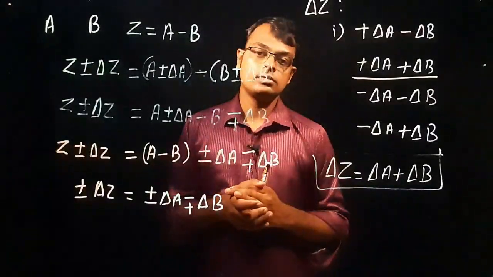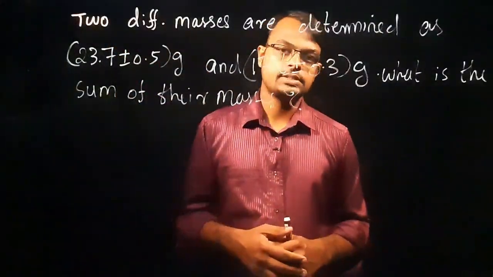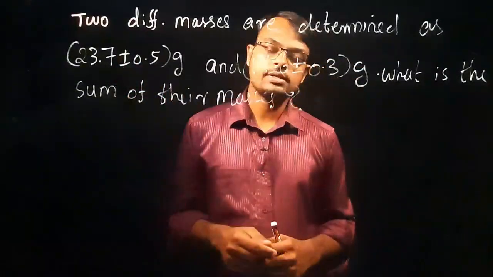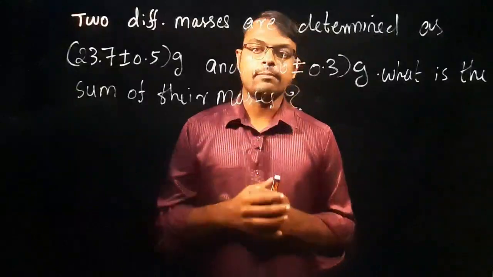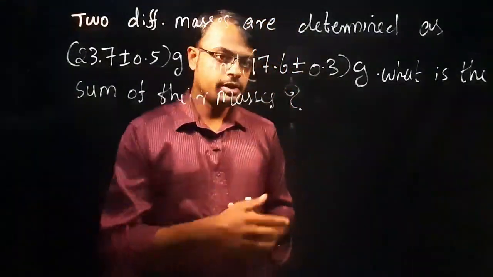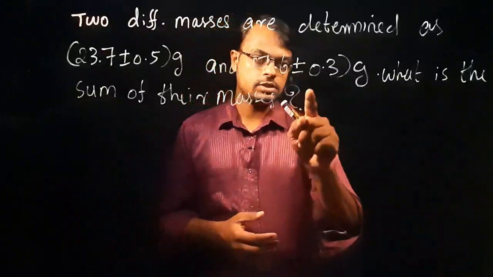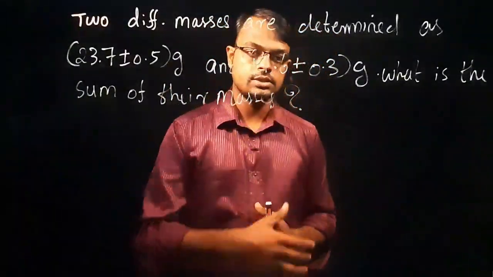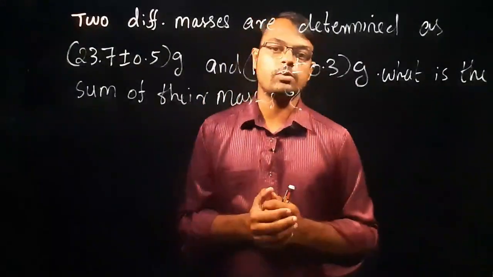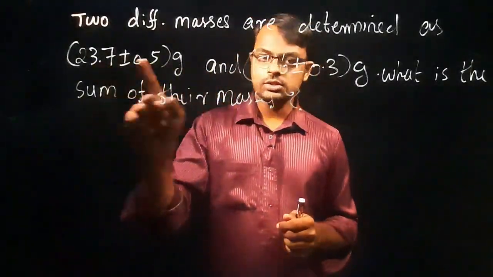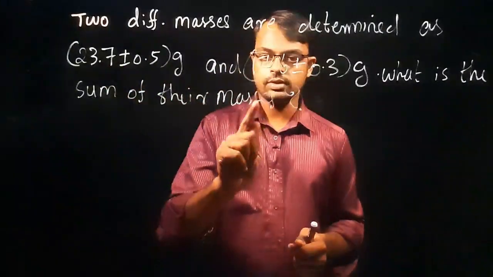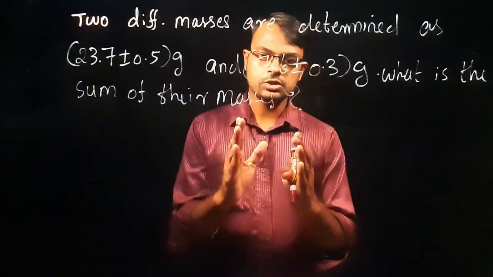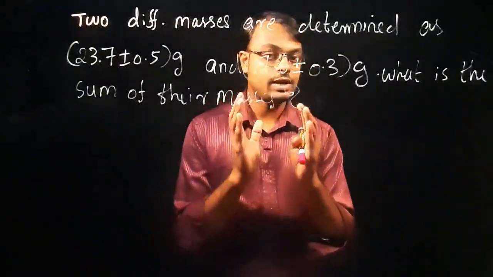Now let's do one problem. Two different masses are determined as 23.7 plus or minus 0.5 in gram and 17.6 plus or minus 0.3, that also in gram. What is the sum of their masses? So what is the meaning first of all? You have measured two masses, 23.7 and 17.6, with an instrument. So definitely error will be there.